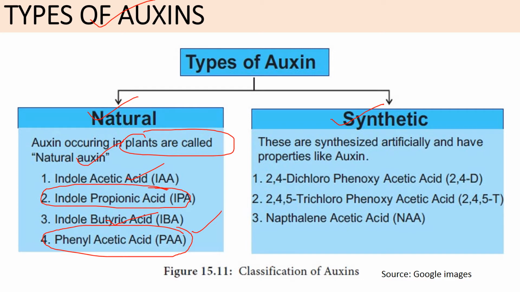Then some auxins which are synthesized artificially but they show similar functions as that of the natural auxins. इसमें हमारे पास example है 2,4-D, that is 2,4-dichlorophenoxyacetic acid, then 2,4,5-trichlorophenoxyacetic acid, and naphthalene acetic acid. So these are some synthetic auxins and they play a very important role in agriculture.